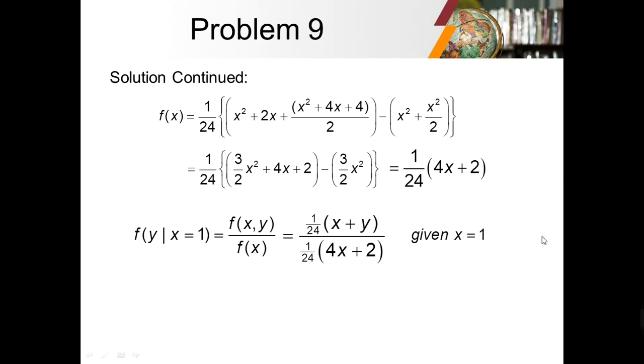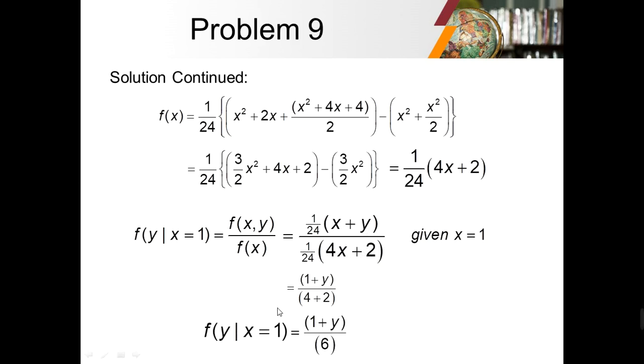Tapos, given pa na ang x ay equal sa 1. Diba? Kasi conditional probability ng y given that x is 1. So, substitute lang natin yung 1 dito. So, ano mangyayari? Na-cancel yun. Tapos, naging 1 plus y over 4 times 1 plus 2, or 1 plus y over 6. Okay? So, ito na yung function.